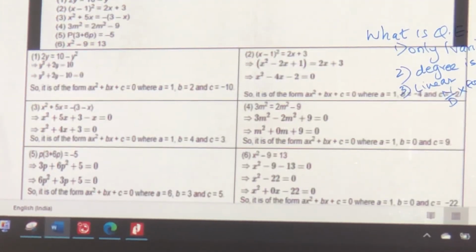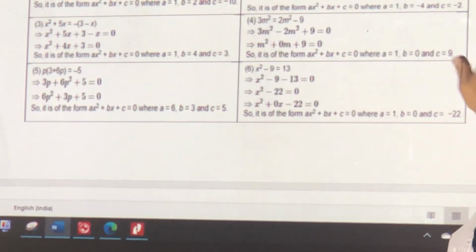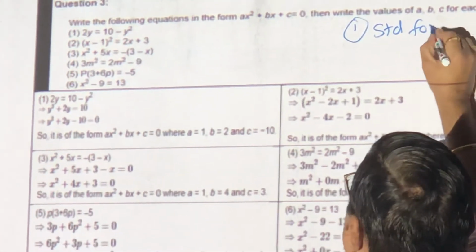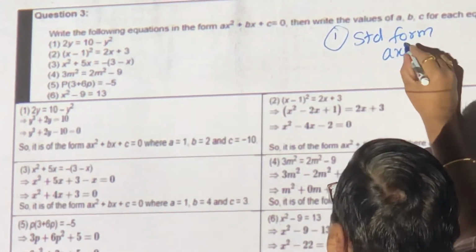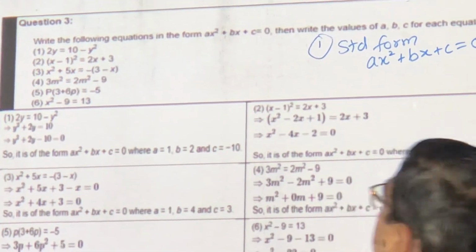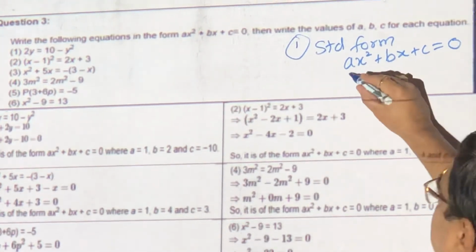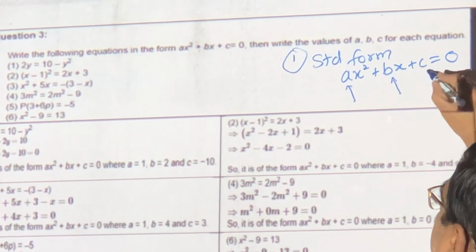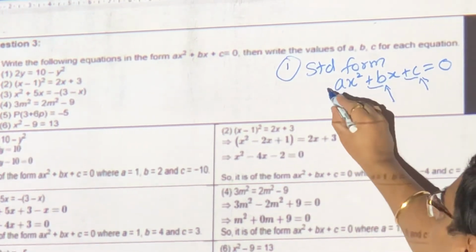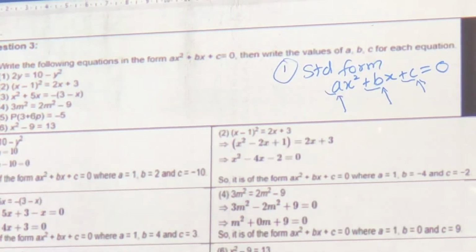Let us see question number 3. What does question number 3 say? We have to write A, B, C. Now it has become so simple. Remember, first step, make it standard form. Before that, don't try. Get it in the form all on one side, equal to 0. Okay? And then write A, B and C with their sign. Take the sign with that.